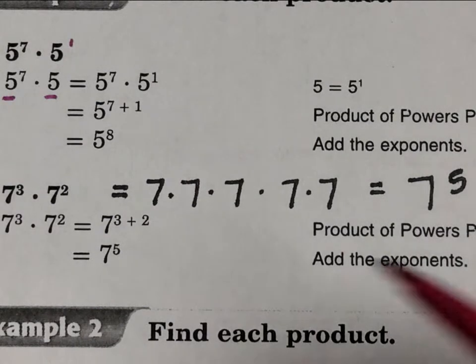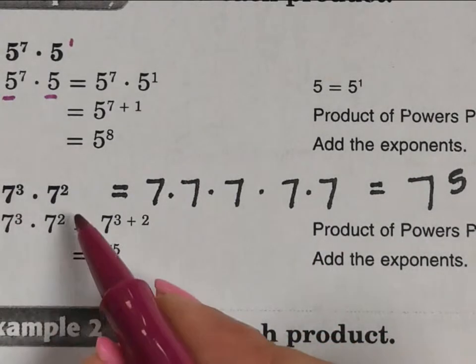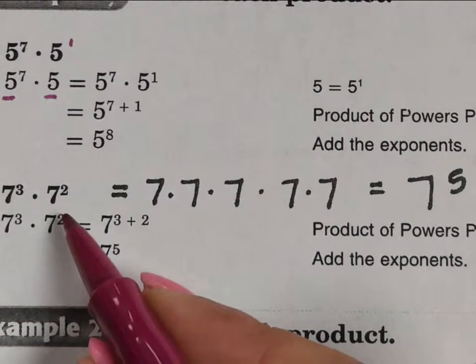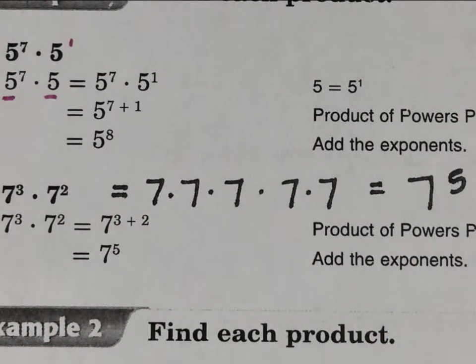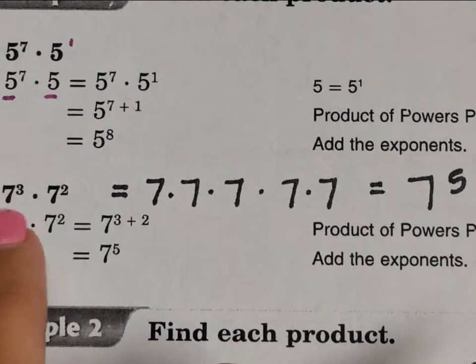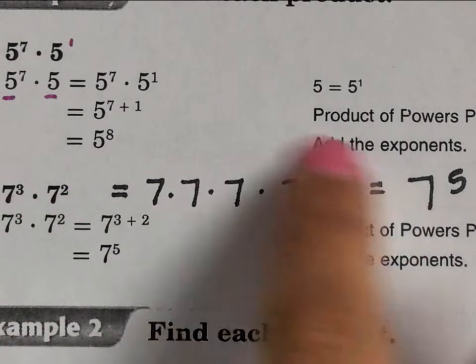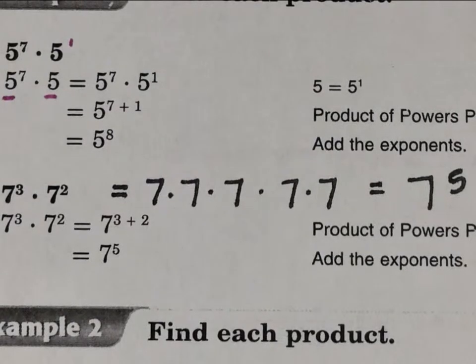Which is the same as if I just add those exponents. 7 cubed times 7 squared gives me 7 to the 5th. So if you break it down as to what it actually means, that helps you to see why I can add those exponents. Okay. Questions about that?